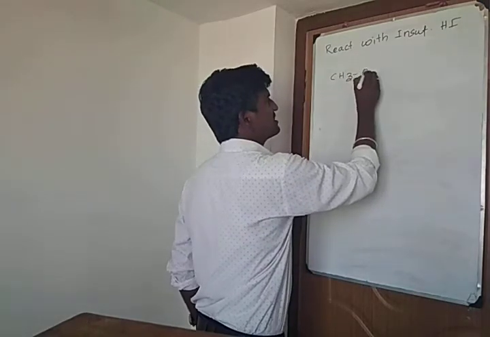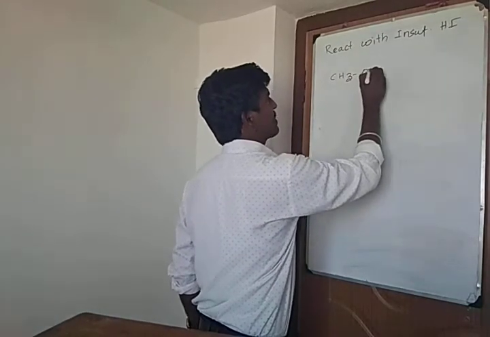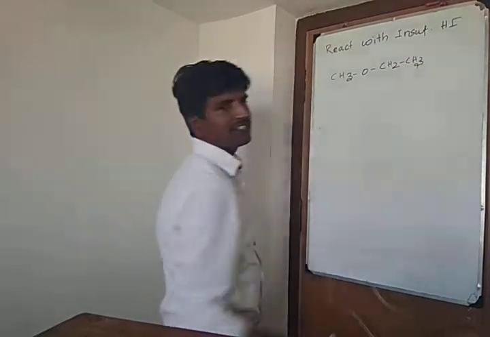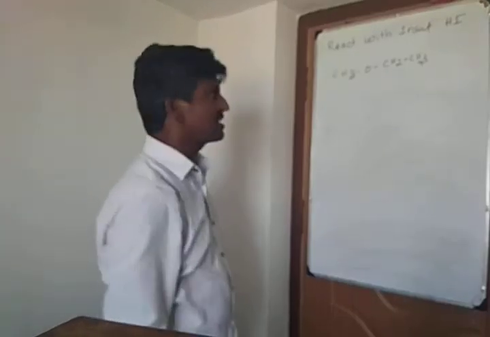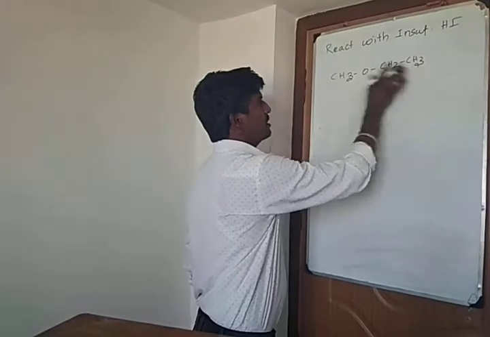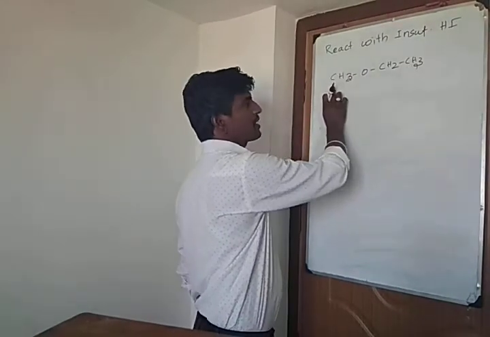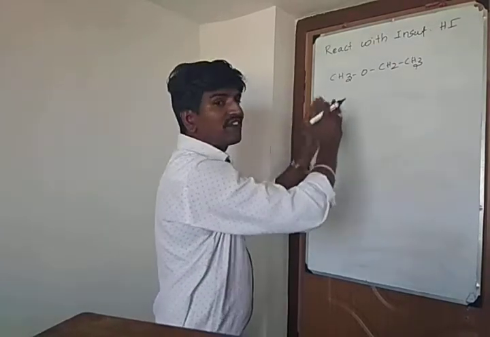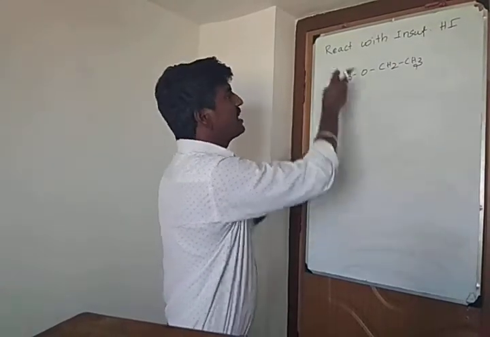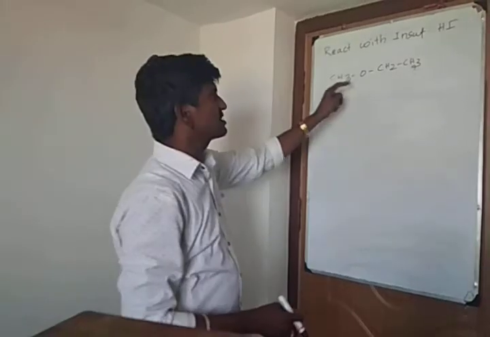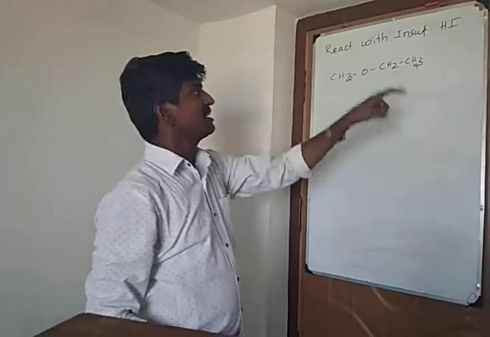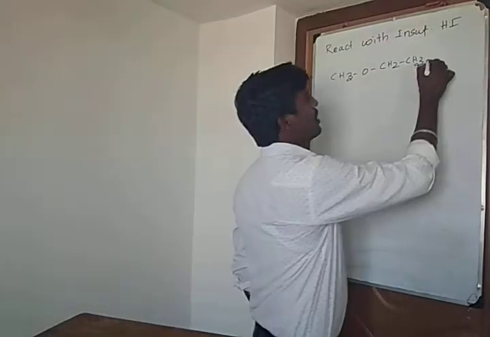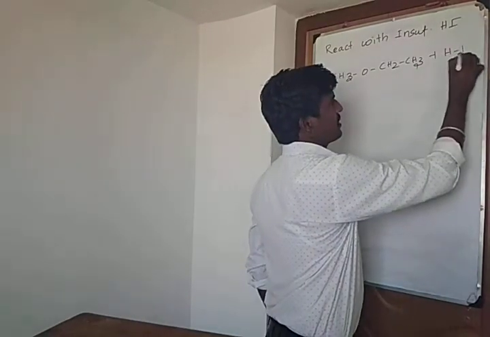CH3O, CH2, CH3. First I will teach the reaction, then I will teach its mechanism. Is it simple ether or mixed ether? Mixed ether. What's the reason? Two alkyl groups are present. One alkyl group contains only 1 carbon atom, another contains 2 carbon atoms. Am I right? Two different alkyl groups are attached to the functional group oxygen. So this is called mixed ether. It reacts with an insufficient amount of HI. Insufficient means 1 mole of HI.